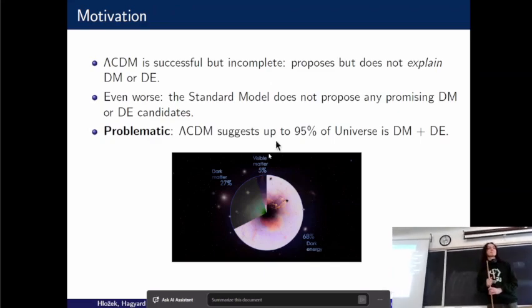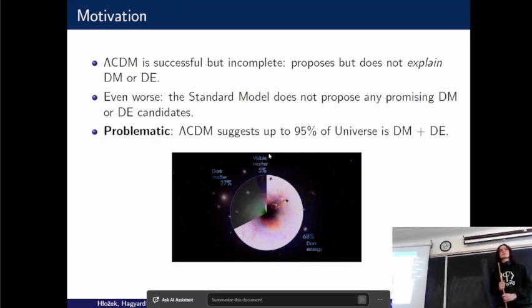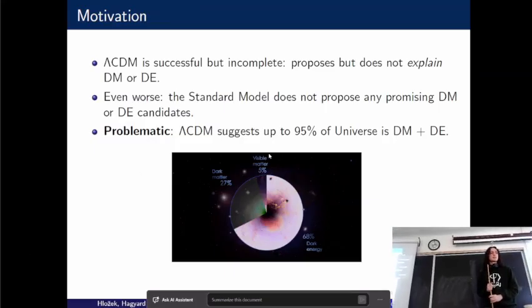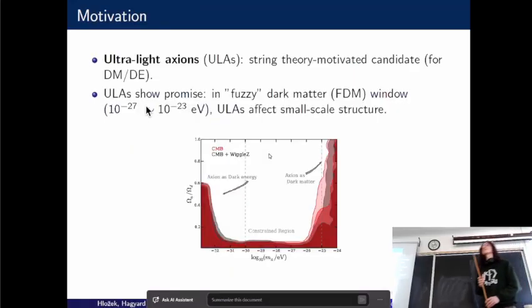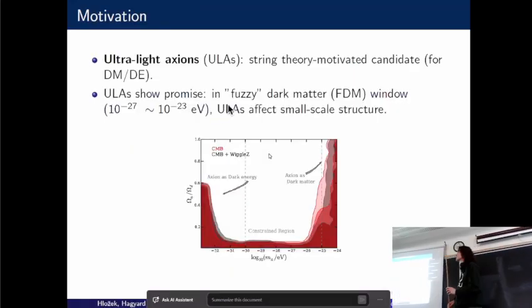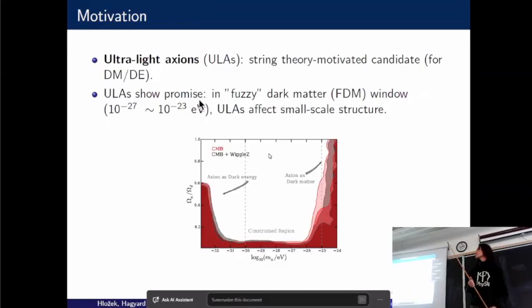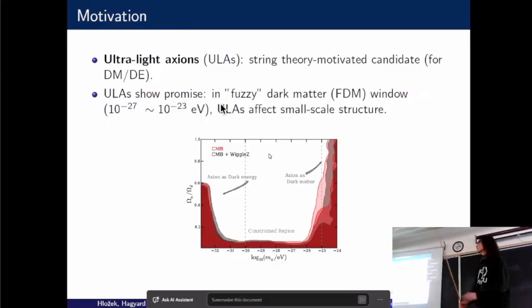And my research essentially focuses on a particular type of dark matter candidate that comes from string theory called ultralight axions, so ULAs. I'm going to abbreviate it as ULAs from now on. It's a bit of a tongue twister, but essentially these axions, as they're called, come from string theory, and they are a possible candidate for both dark matter and dark energy.